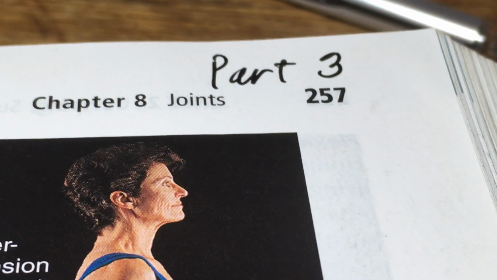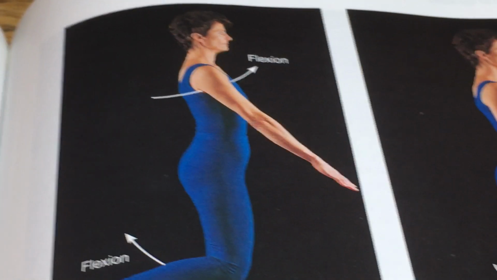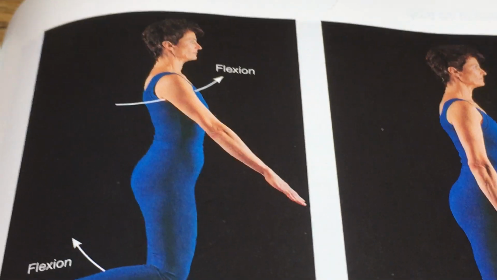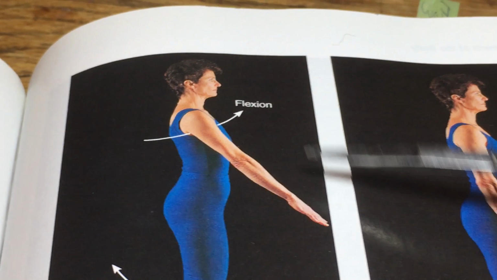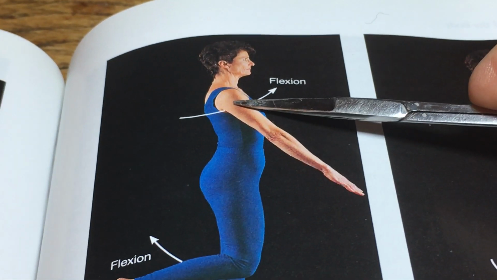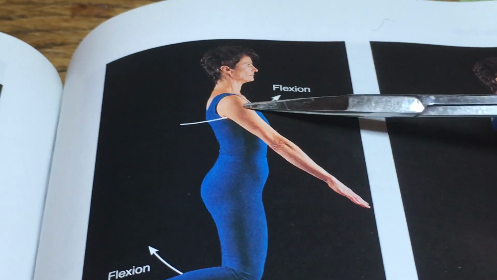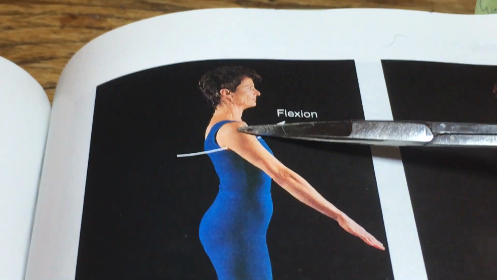We are now at part 3, page 257, chapter 8, joints, and we're coming to some more conventions here. Let's consider our model in this particular case is moving from anatomical position, which is the arm at the side, and then we're going to be moving that arm forward in this direction. And so what you'll see here is that it's somewhat conventional that we would call this a flexion.